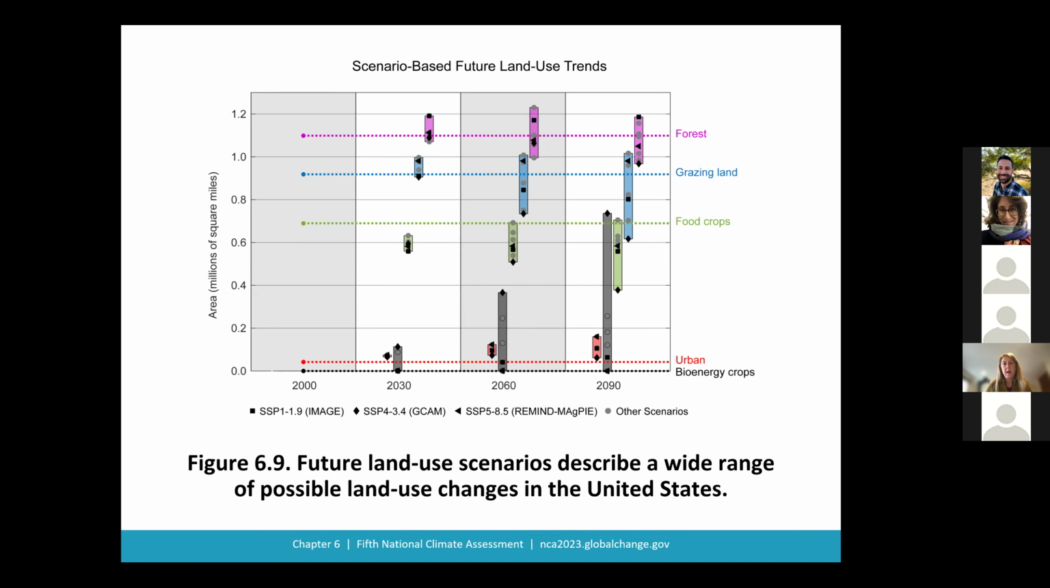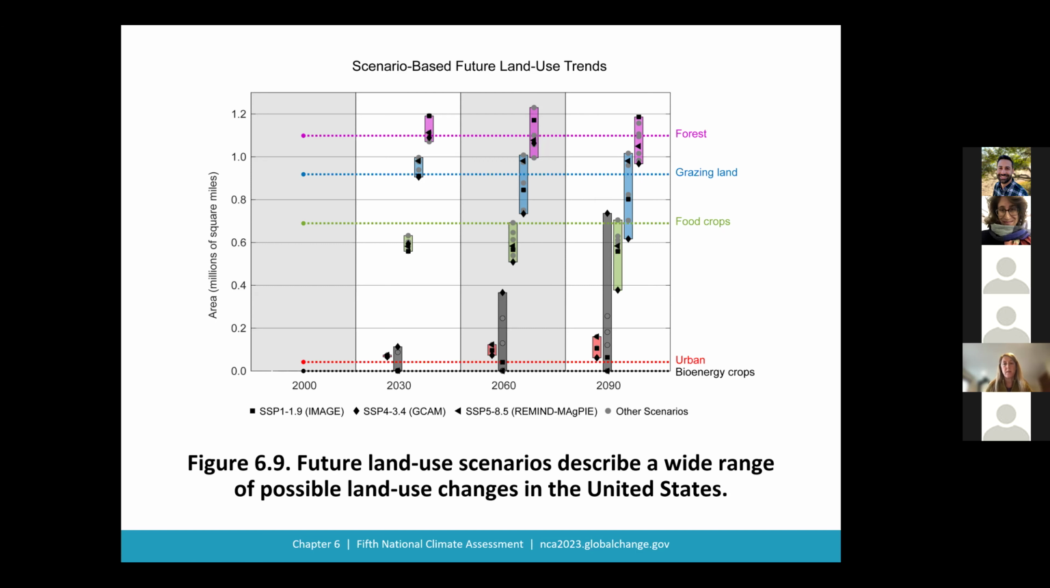The scenarios that have lower emissions tend to have higher areas of forest due to reforestation policies, and tend to have lower areas of grazing land due to changes in diet towards fewer animal-based calories, whereas the scenarios with higher emissions tend to have less forest and more grazing land. And then there are also, in many of these scenarios, somewhat large areas of land use change towards bioenergy crops, and these are used to offset fossil fuel use in other sectors.